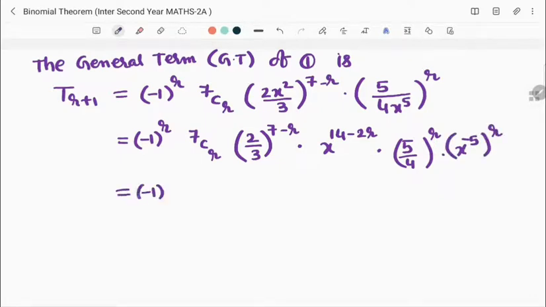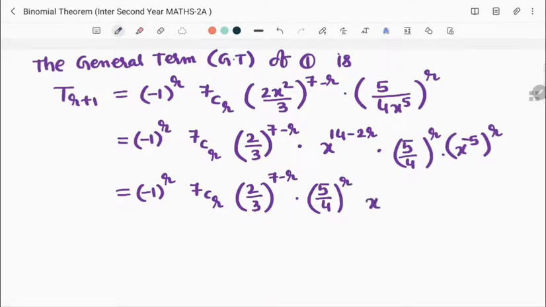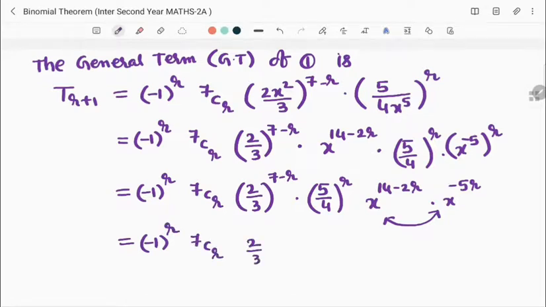That also can be written as minus 1 whole power r, 7Cr, (2 by 3) whole power 7 minus r into (5 by 4) whole power r, x power 14 minus 2r into x power minus 5r. So bases are equal, power should be added. So which is equal to minus 1 whole power r, 7Cr, (2 by 3) whole power 7 minus r into (5 by 4) whole power r, x power 14 minus 2r minus 5r, so 7r.